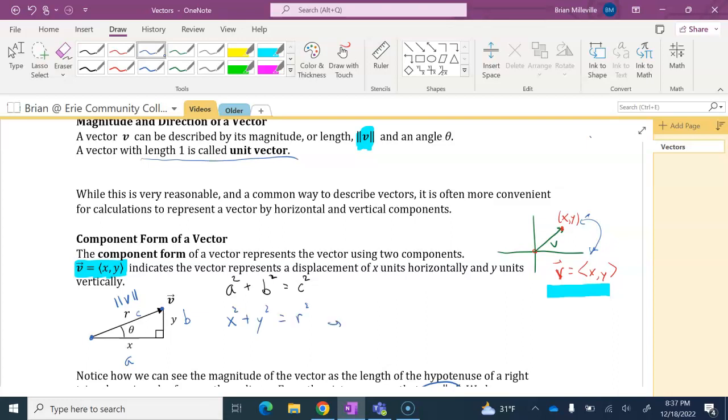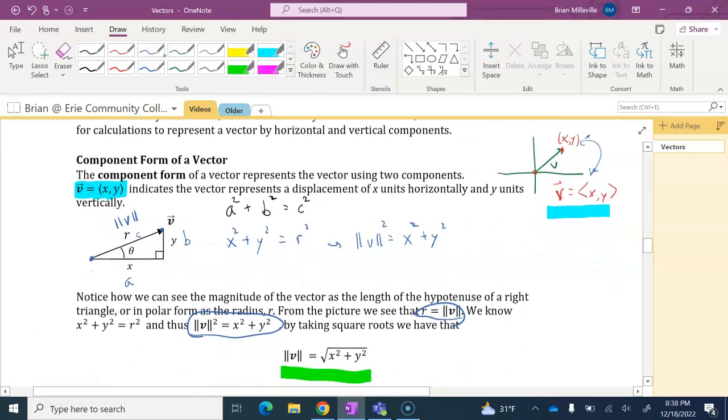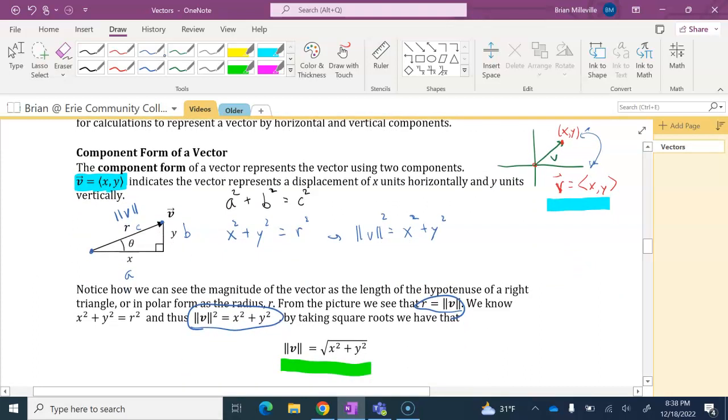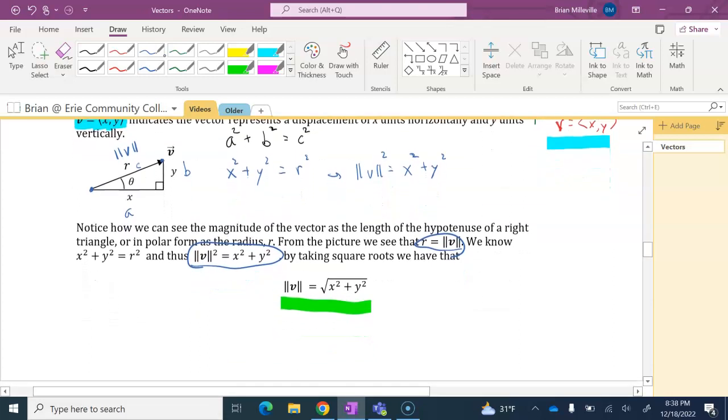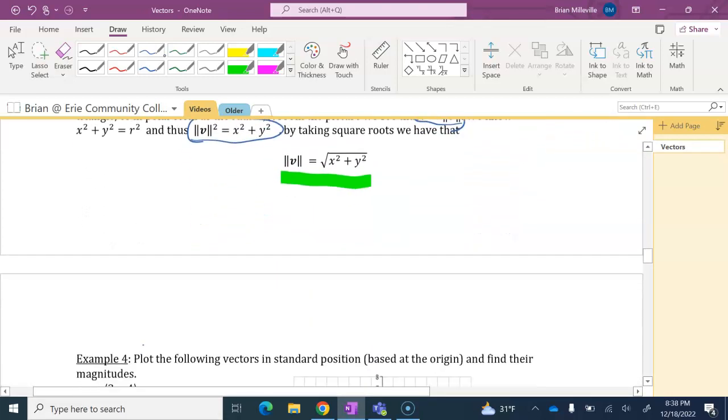Now if we solve this equation for r, and notice r is the same thing as the magnitude or the length of the vector, we can replace that by the magnitude squared. I'm going to switch sides of the equation here: the magnitude squared will equal x squared plus y squared. And then taking the square root, we could isolate the magnitude. So the magnitude, it turns out, is the square root of x squared plus y squared. So if we know the components of the vector, if we know x and y, the horizontal and vertical displacement, we can figure the length out pretty quickly using this formula. Let's get a little practice working with that formula now.